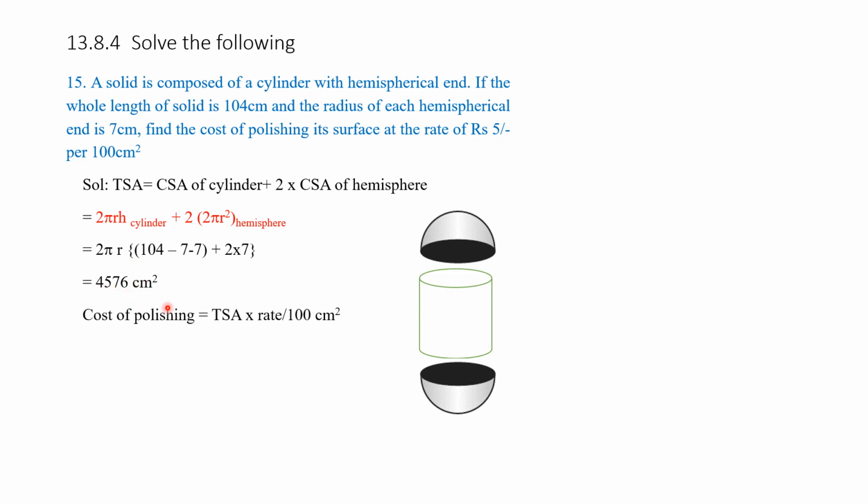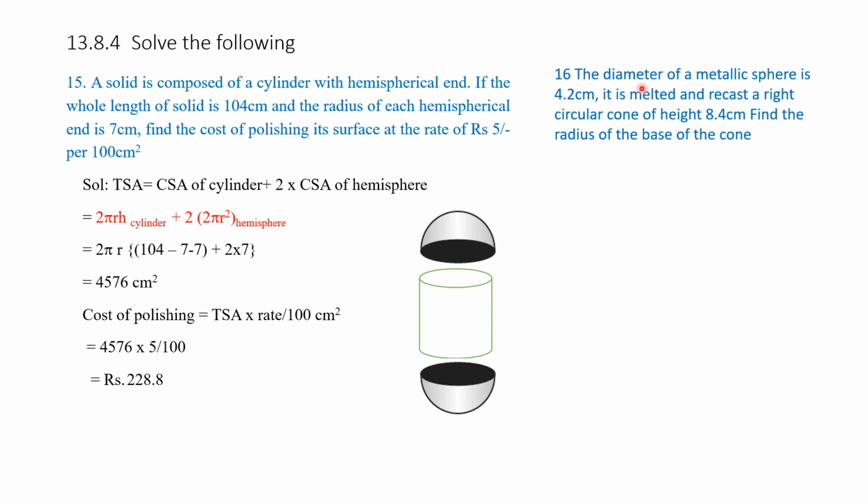This is the answer. Cost of polishing we have to find out. That is equal to TSA into rate per 100 centimeter square. Therefore, total surface area is 4576 into 5 divided by 100. This is 100 centimeter, so we have to divide it. Therefore, we get the answer as total cost is 228.8.